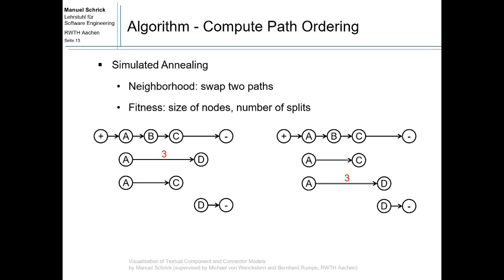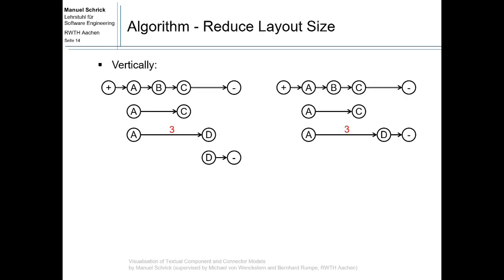So after we found a good ordering of the paths in the table, we can shrink the whole layout a bit, and we do that in 2 steps. The first step is by vertically scanning through all the paths in the table and merging 2 paths whenever this is possible. So in this example, we can merge the lowest 2 paths because there is no information that we lose by moving the connection from D to minus up into the path above that.